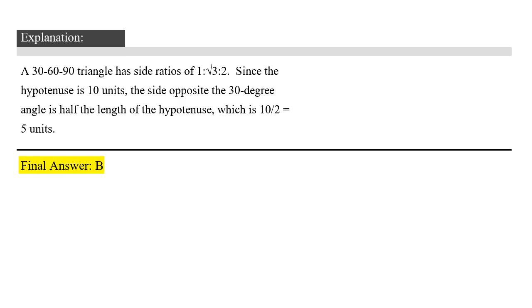A 30-60-90 triangle has side ratios of 1, square root 3, to 2. Since the hypotenuse is 10 units, the side opposite the 30-degree angle is half the length of the hypotenuse, which is 10 divided by 2, equal to 5 units.